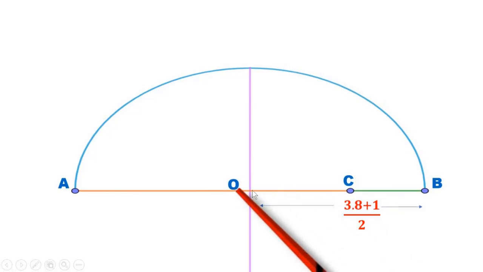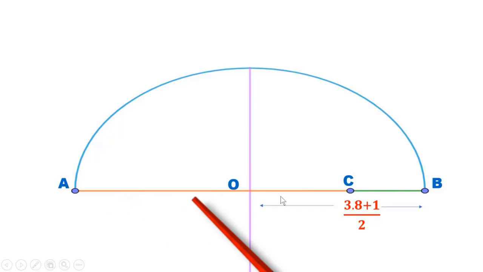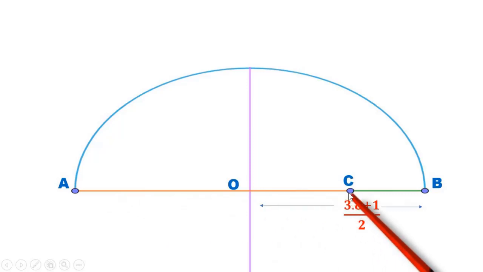Now here, what is OB? OB is the radius. So what was the diameter? Diameter was A to B. What was the value of AB diameter? It was 3.8 plus 1. If diameter is 3.8 plus 1, then the radius will be half of it. Hence, the radius OB is equal to (3.8 plus 1) upon 2.